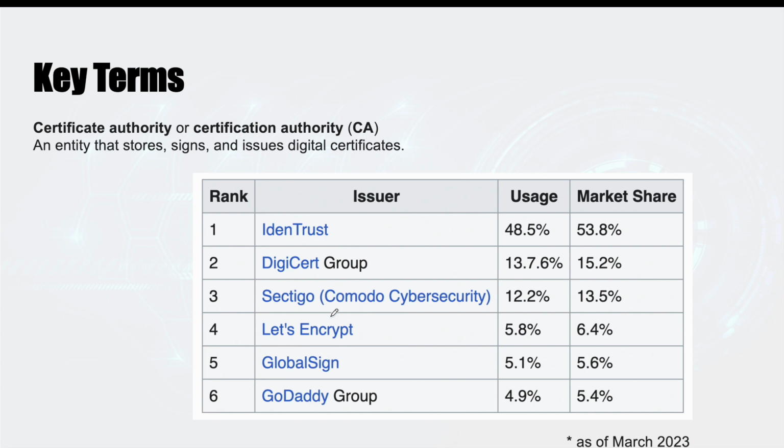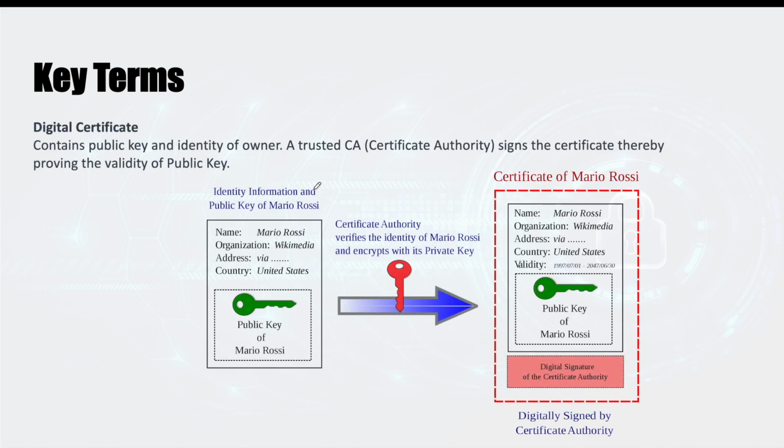Certificate authority, or CA, certification authority, is the issuer of digital certificates. We are going to see what a digital certificate is, but basically digital certificates are issued by a certification authority, and these are the various CAs which are listed here. So a digital certificate contains the public key and identity of an owner, and this is signed by a certificate authority. The certificate authority guarantees that this is the owner to whom this digital certificate belongs.